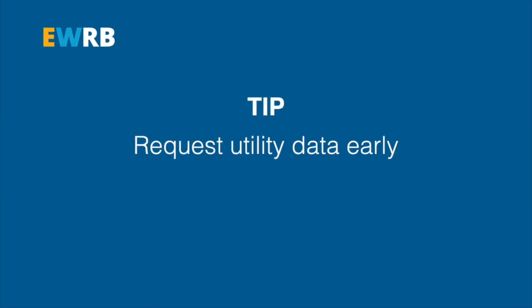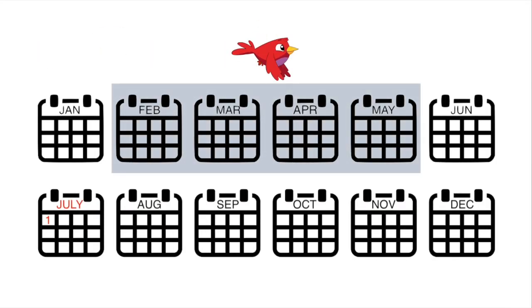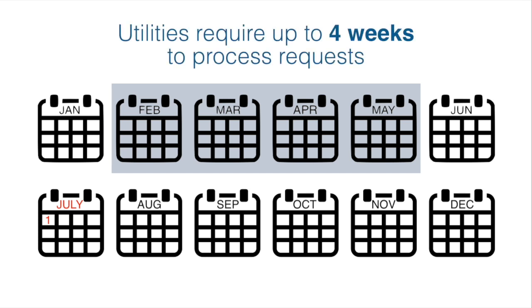Request utility data early. Reach out early to obtain whole building data for your property from utility companies. Utilities require time to process data requests, up to 4 weeks, so be sure to submit your data request as soon as possible.